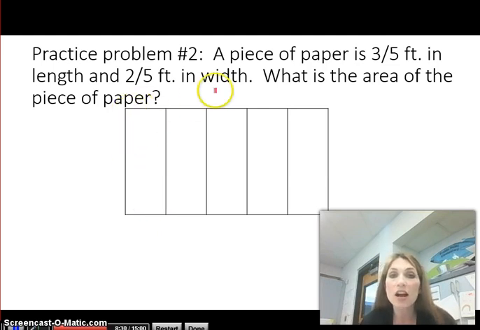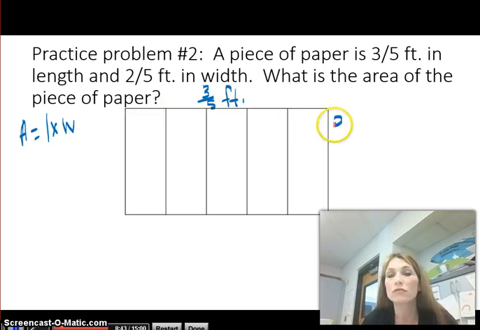Okay, so right here, I'm going to write my area equals length times width. I have a length of 3/5, and that's feet. And I have a width of 2/5 feet.